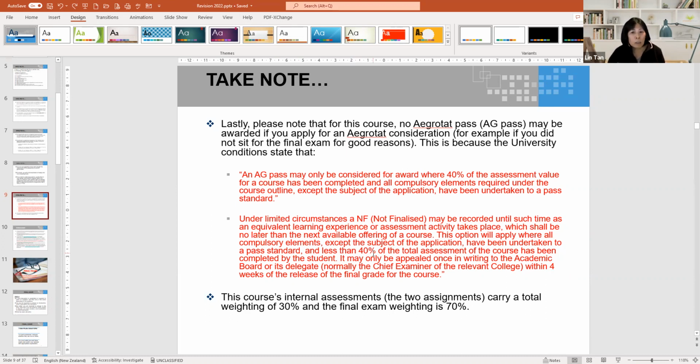So for this particular course, I don't know about others, if a person did not sit the final exam, they cannot apply for an aegrotat pass because our internal assessment weighting is only 30% and the exam weighting is 70%, right? So bear that in mind. For some other courses, they might be able to because their internal assessment weighting is much higher, that is 40% and above.